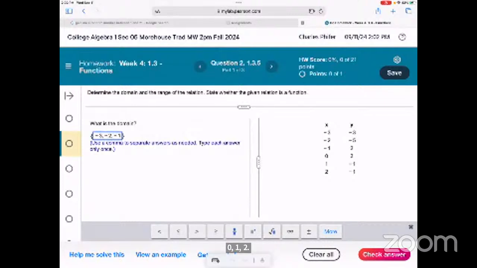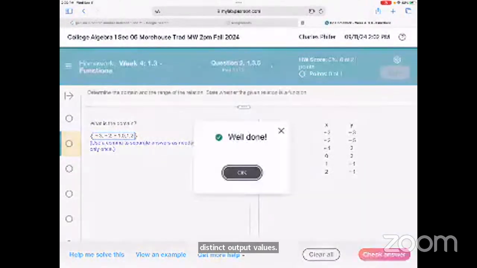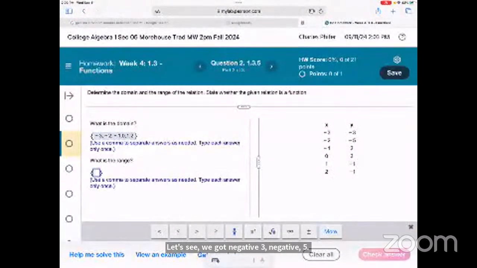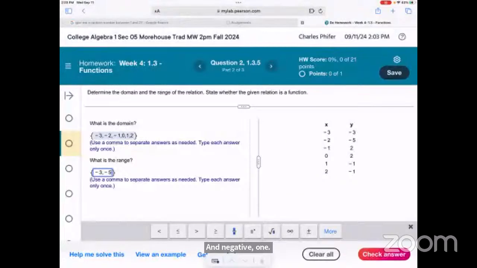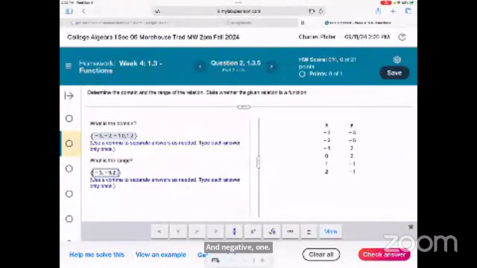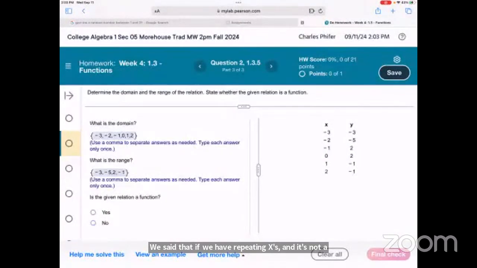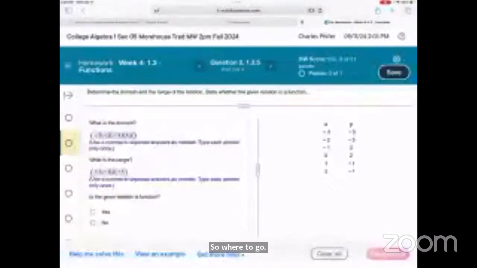The range is a set of output values, so we want the distinct output values. Let's see, we got -3, -5, 2, and -1. Okay. Is the given relation a function? When we were going through this together, we said that if we have repeating x's, then it's not a function. I don't think we have any repeating x's here, so is this a function? We're going to say yes. Okay. All right, we'll go ahead and do question 3.